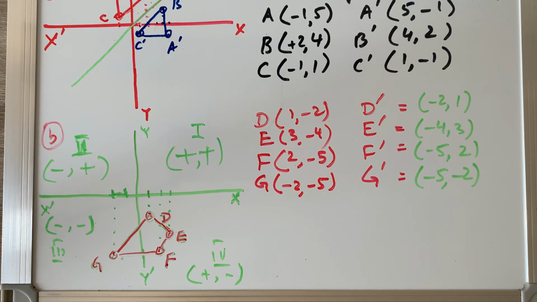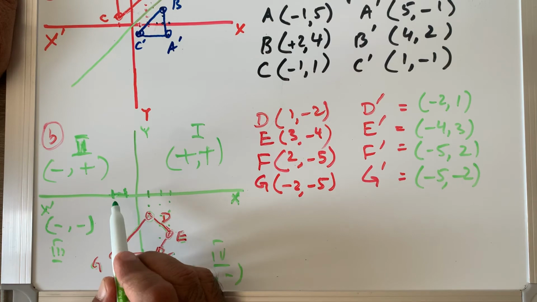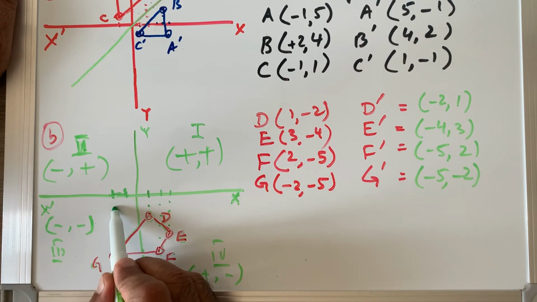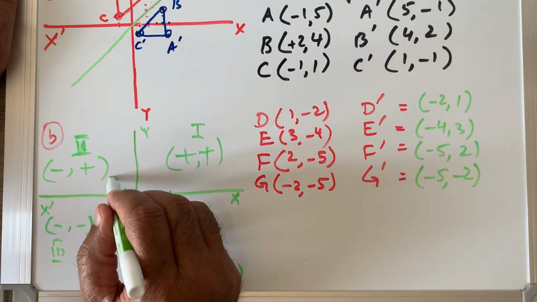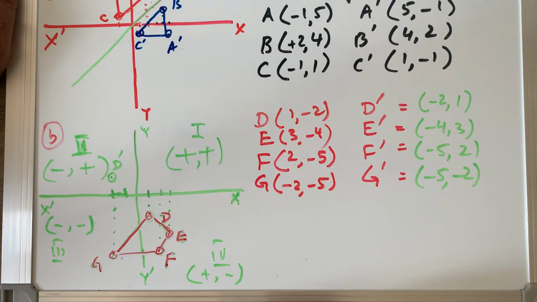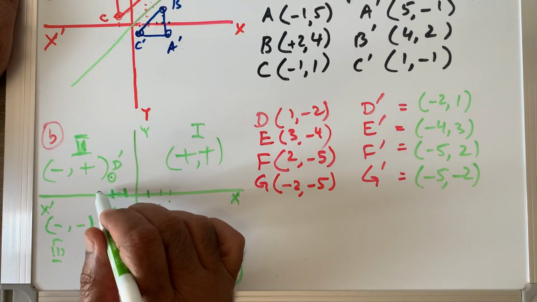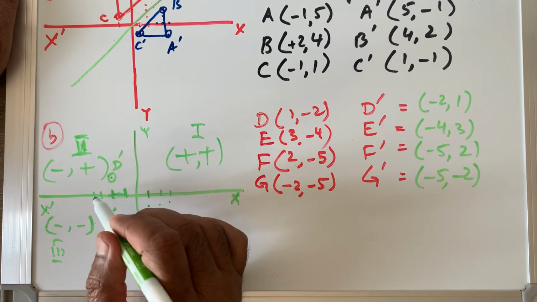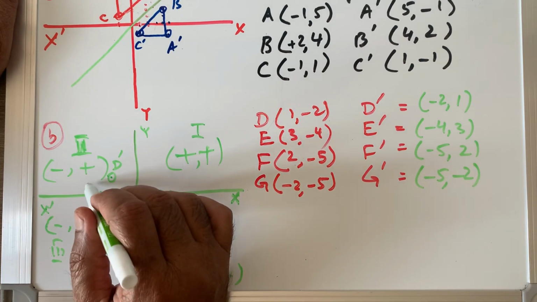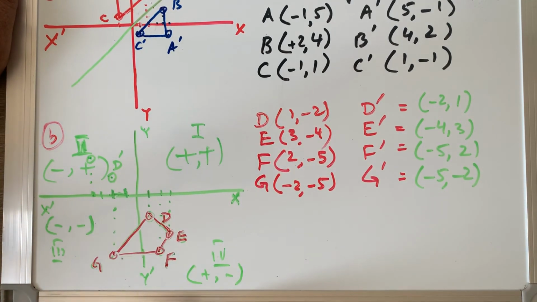So what is my reflection and reflected points? So D dash is -2 and 1. -2 and 1. So -2 is here, 1 is here, right? Oh, 1 is positive. So positive is here. -2 and 1 is my D dash, right? Then -4 and 3. -4, 1, 2, 3, 4. -4 and 3. 1, 2, 3. So 3 is here, right? So this is my E dash.